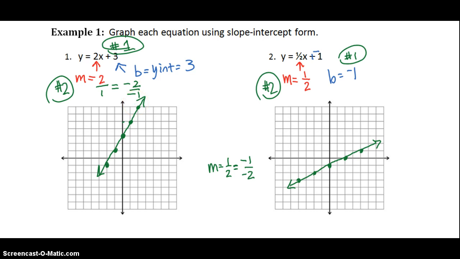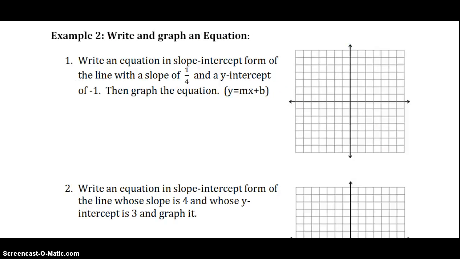All right, let's look at our next example. Write and graph an equation. So they're not going to provide the equation for us. It says, write an equation in slope-intercept form of the line with a slope of 1/4. Wait, stop right there. M is what? 1/4. That sounds like important information to me. And a y-intercept of -1. Oh, a y-intercept, that's my B. Y-intercept is -1. So they gave us a hint here. This is the equation we're looking for, the form of the equation. So write the equation and then graph it.